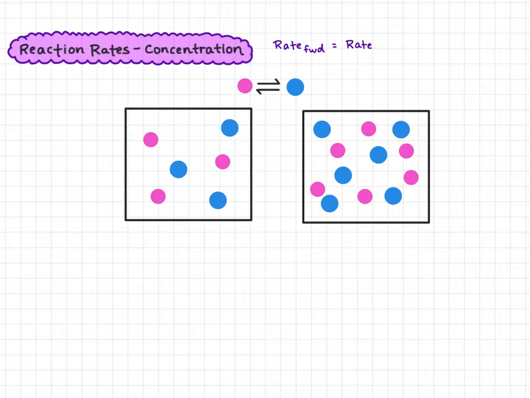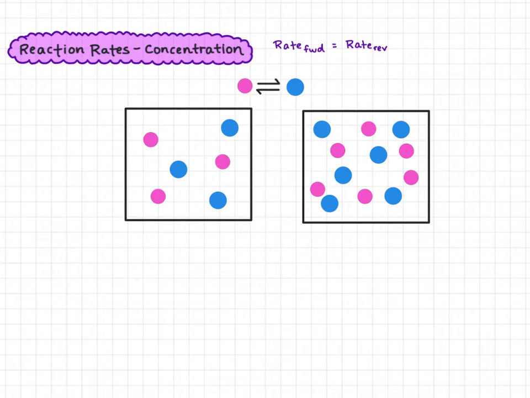And so it's important to understand rates of reactions so that we can understand how equilibrium will shift when they're affected. So we're going to consider the very simple reaction of this pink atom reacting and forming this blue atom. And we have two scenarios. These boxes represent a closed vessel, so our atoms are contained within that vessel. On the left, we have 3 pink and 3 blue. And on the right, we have 6 pink and 6 blue. So we've doubled the concentration going from box 1 to box 2.